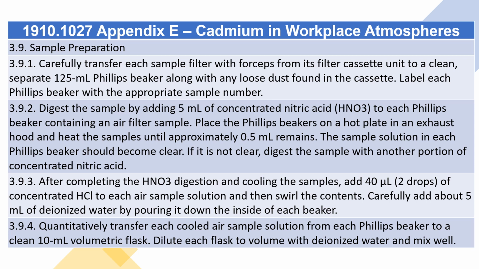3.9.3. After completing the HNO3 digestion and cooling the samples, add 40 µL, 2 drops, of concentrated HCl to each air sample solution and then swirl the contents. Carefully add about 5 milliliters of deionized water by pouring it down the inside of each beaker. 3.9.4. Quantitatively transfer each cooled air sample solution from each Phillips beaker to a clean 10 milliliter volumetric flask. Dilute each flask to volume with deionized water and mix well.